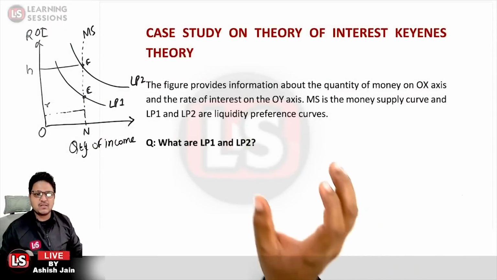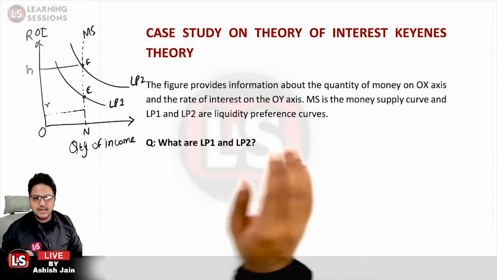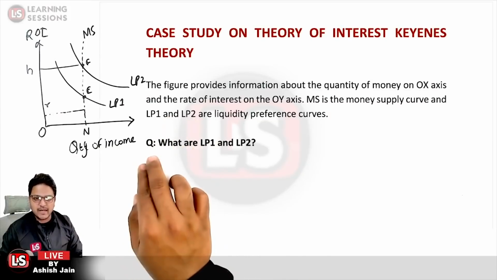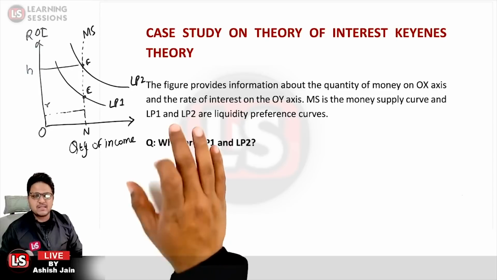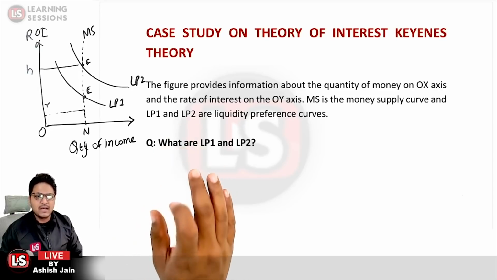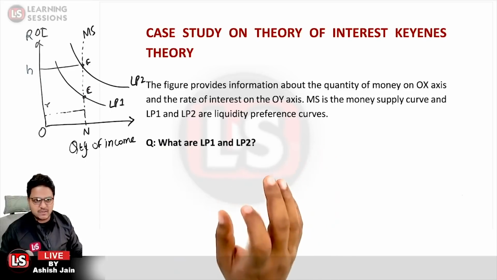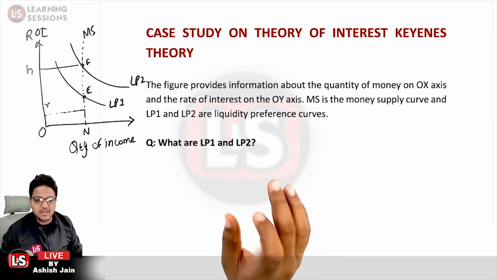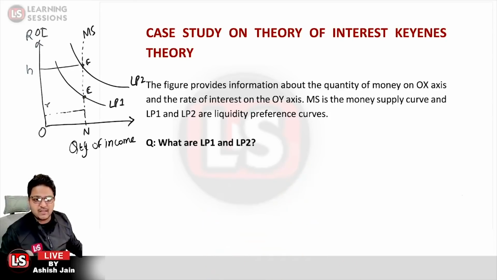It is given that the figure provides information about the quantity of money on the X axis. That is, on the X axis we have the quantity of money, and on the Y axis we have ROI, that is the rate of interest. MS is the money supply curve, and LP1 and LP2 are the liquidity preference curves. So as per the Keynesian theory, the theory given by J.M. Keynes himself, he provided that there are different reasons why the money supply differs.